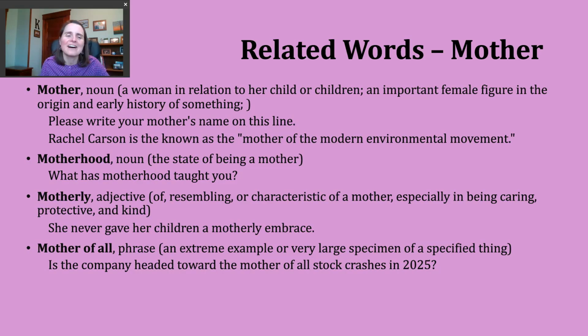You'll hear people use this phrase like the mother of all traffic jams, right? So, again, trying to explain maybe it's the worst they have ever experienced.